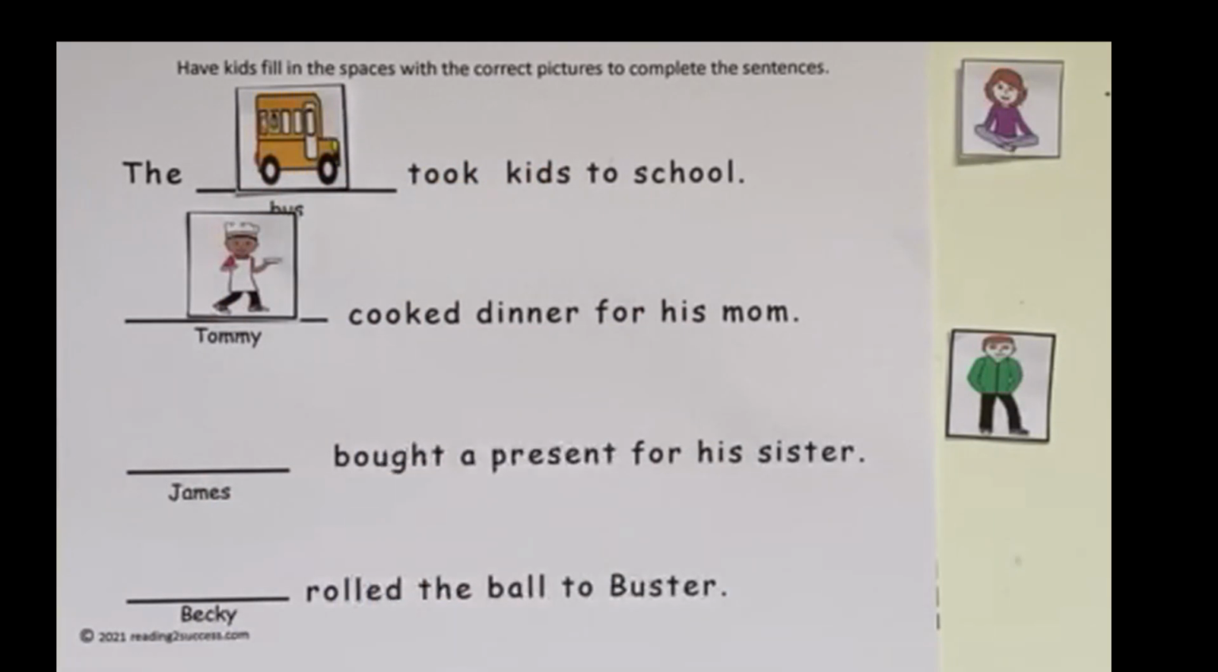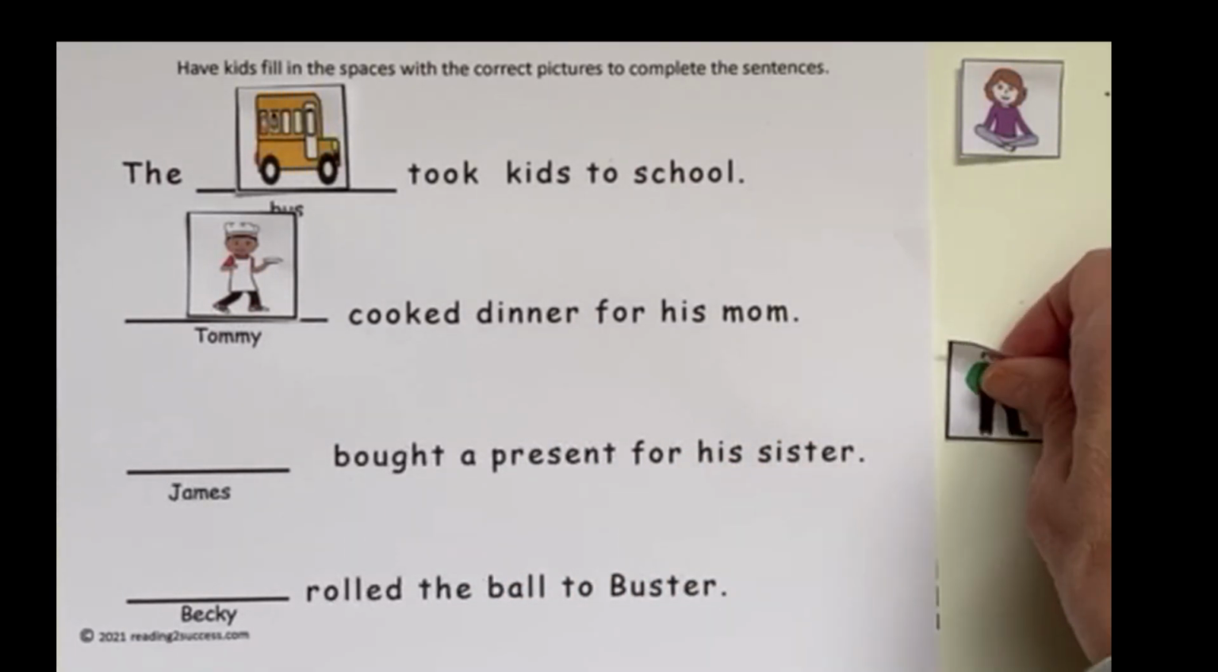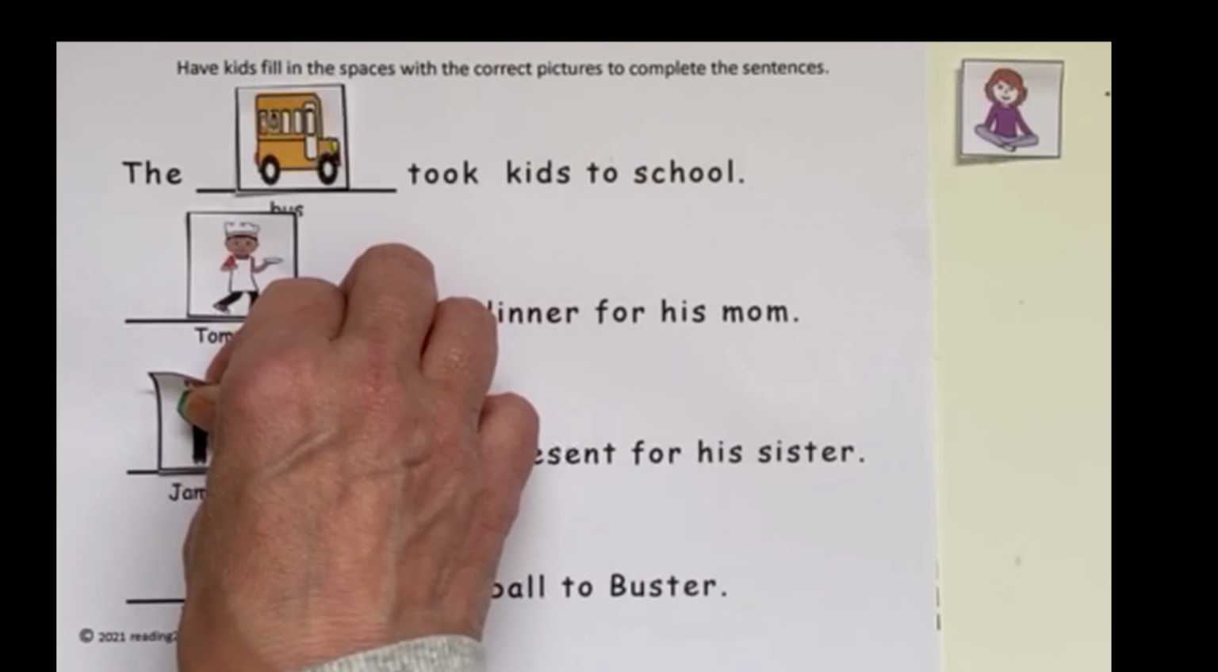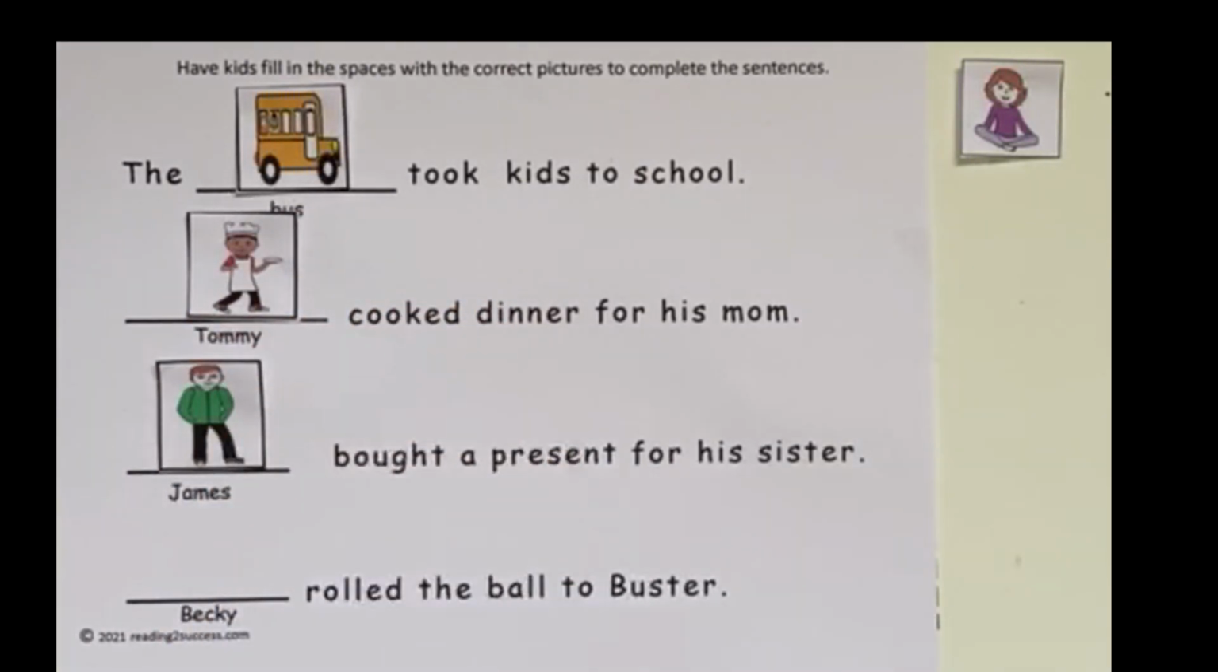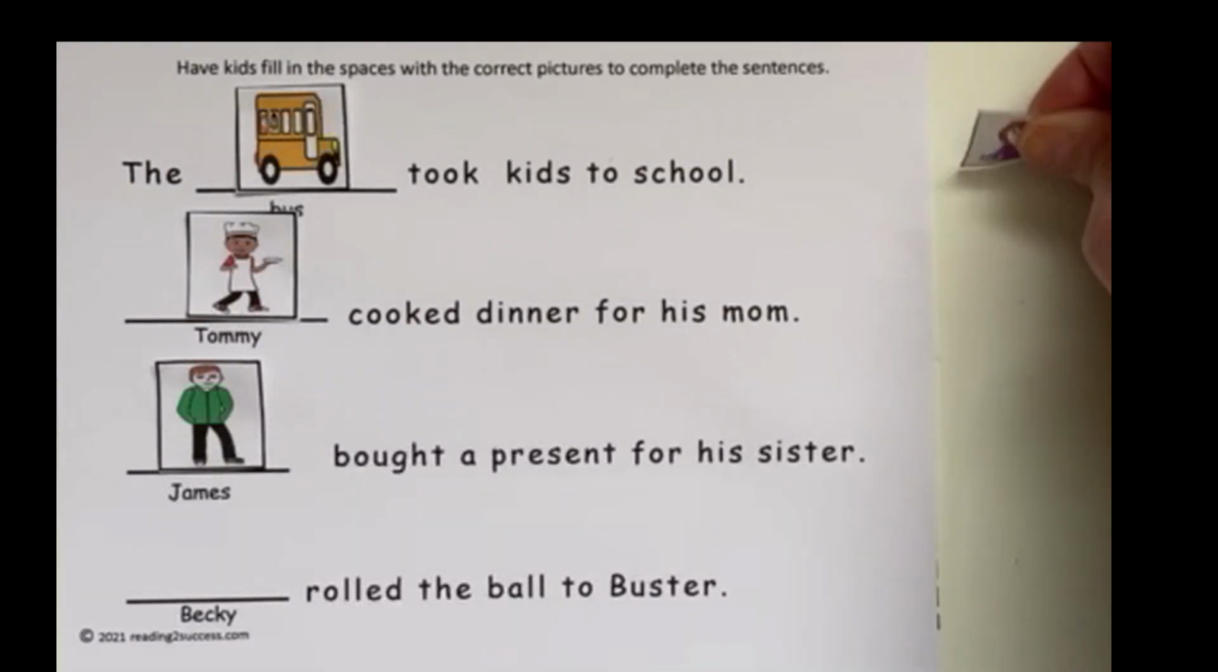Okay, let's go down here. Blank bought a present for his sister, James. So we're going to put James here. And blank rolled the ball to Buster, Becky.